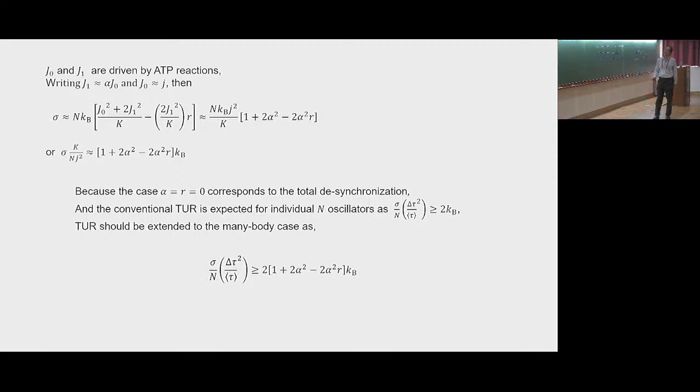And if the system is totally desynchronized, alpha and R should be 0. I mean, if there is no coupling between different oscillators, alpha and R should be 0. In this case, we have the ordinary TUR. So the change from this should look like this. So this is a TUR extended to the case of the many-body system.